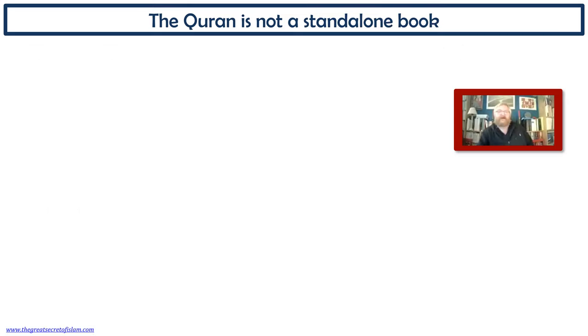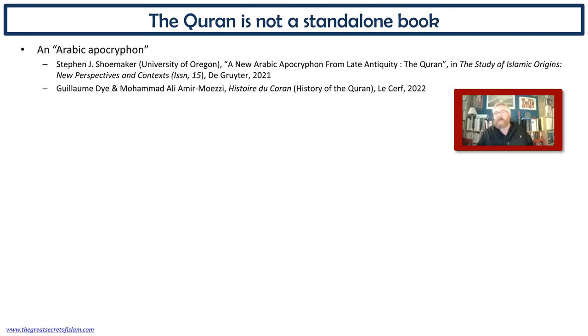So let's take a deeper dive, thanks to scholarship, into the Quran. And we will see that scholars have established that the Quran cannot be taken as a standalone book. It cannot be read without the Bible, for example. Stephen Shoemaker, who is a teacher at the University of Oregon, just published a big article. It was presented in 2019 and published this year. The article's title is A New Arabic Apocryphon from Late Antiquity: The Quran.